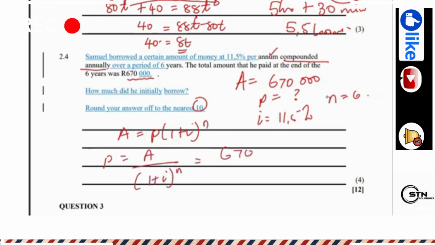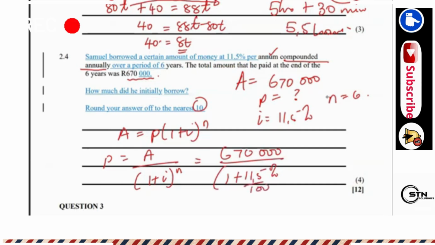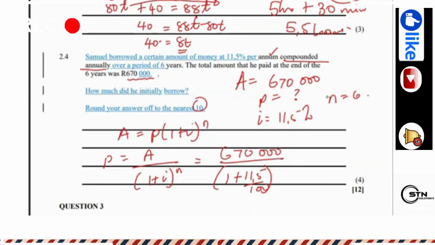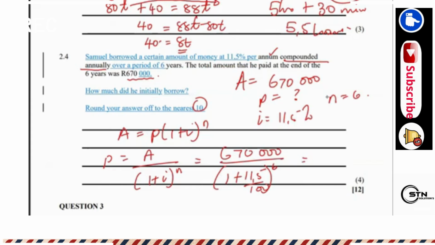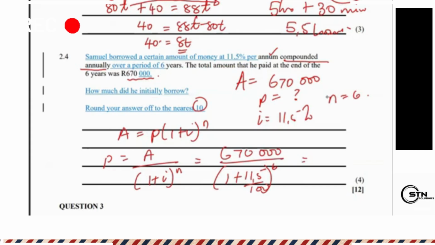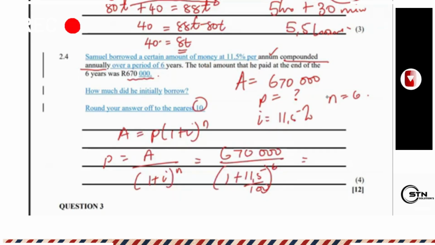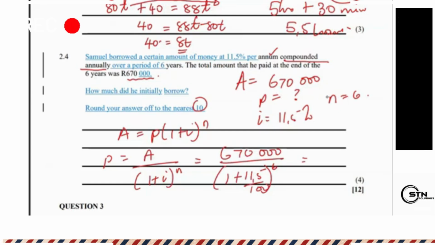Our A is 670,000. We're dividing it with 1 plus 11.5%, or you can make this over 100, and then we just put it to the exponent of 6. Okay, so the next step is just for me to punch this into the calculator. So punching this into the calculator, I'm having 670,000 over this 11.5%.